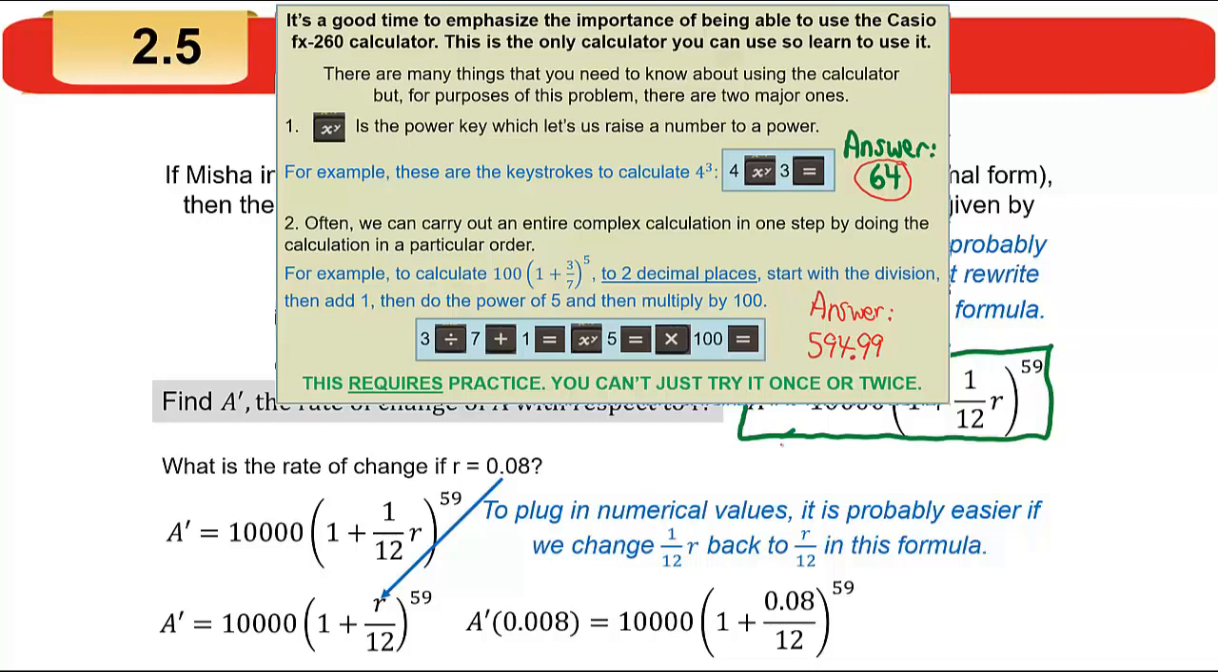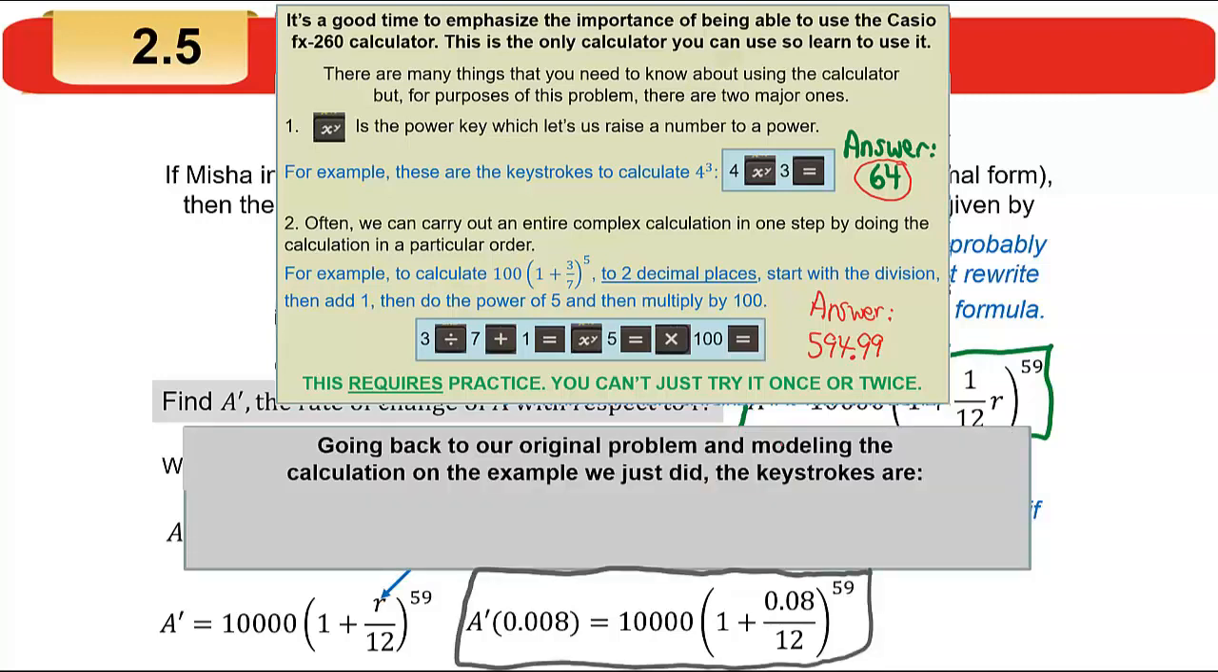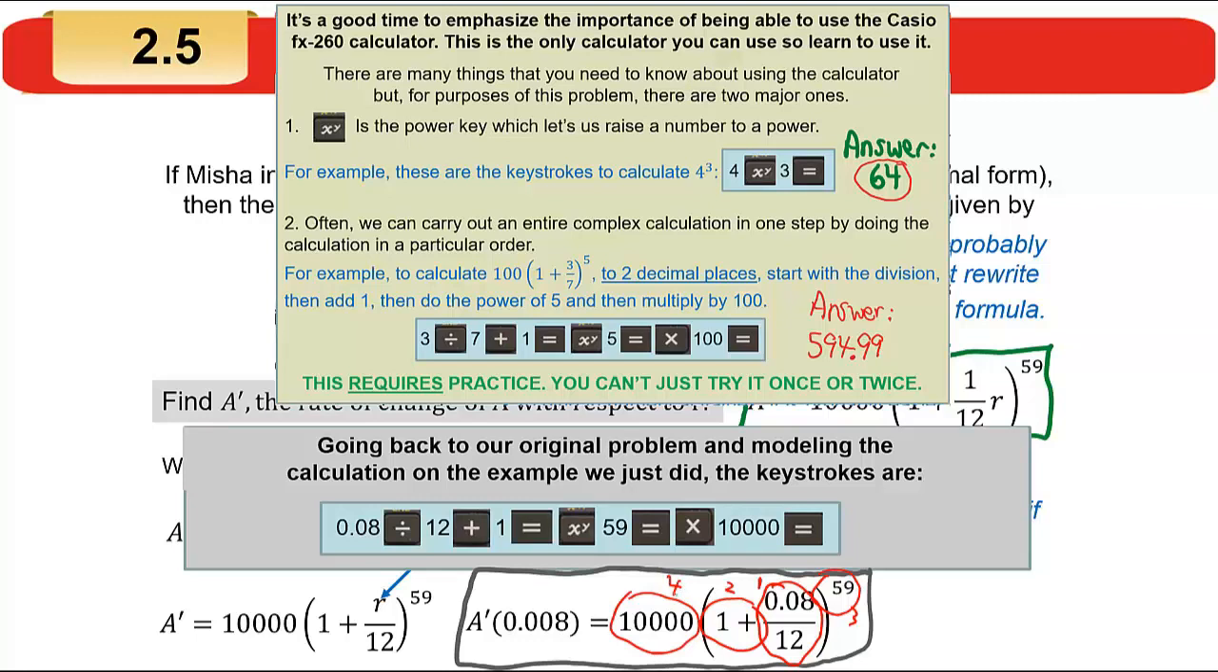The calculation we're trying to make is very similar to the one we just did there in step 2, so I would do the same thing. Going back to this original problem, I've got to use 10,000 times the quantity 1 plus 0.08 divided by 12 all raised to the 59th. So I'll take the same strategy as before. I want to do the division first, then add 1 second, then raise the power third, and then multiply by 10,000 fourth. Practice, practice, practice.